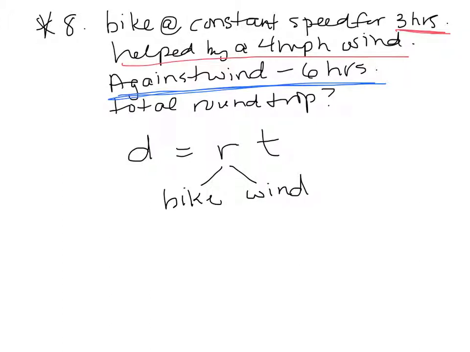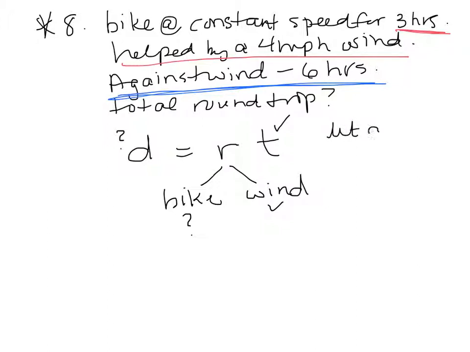So let's figure out what our variables are here. It's asking us for the total round trip distance, so that should be a hint that distance is something we don't know. The bike speed, all we know about it is that it is constant. We don't know what it is. So that's another variable for us. The wind speed is given. We know that the wind speed is 4 miles an hour. And we also know that we have a time going with the wind and we have a time going against the wind. So time is not a variable.